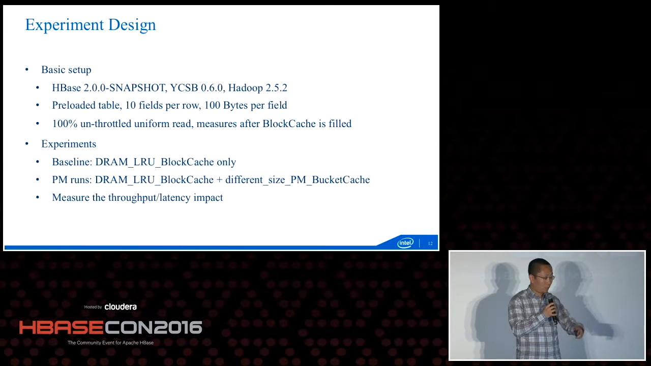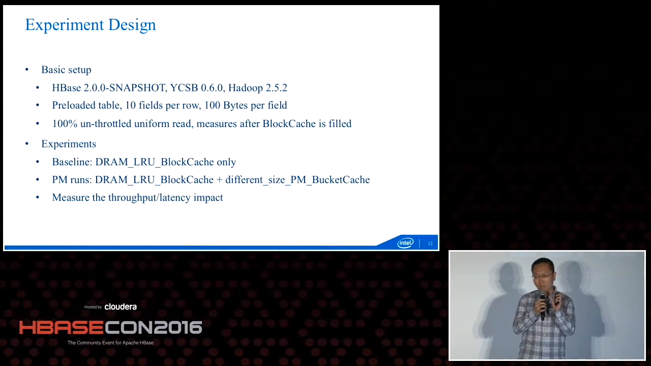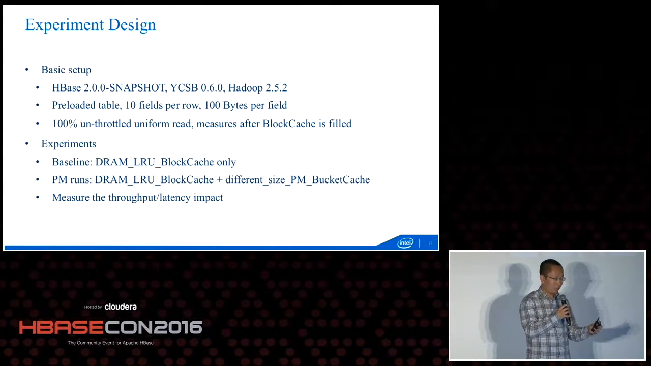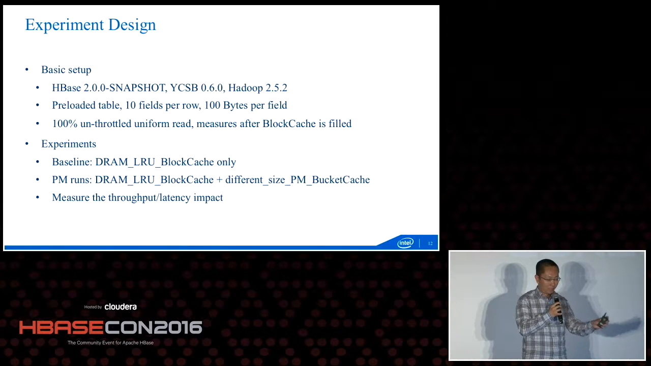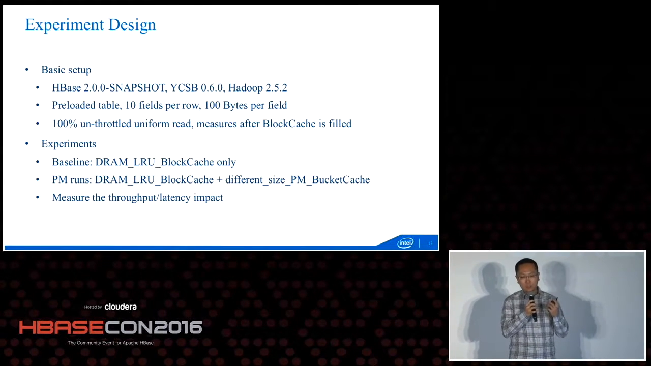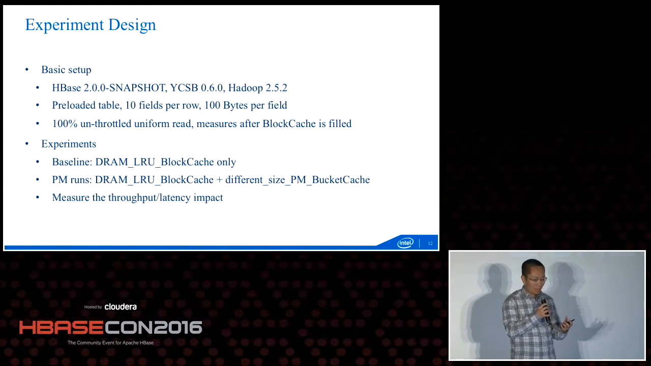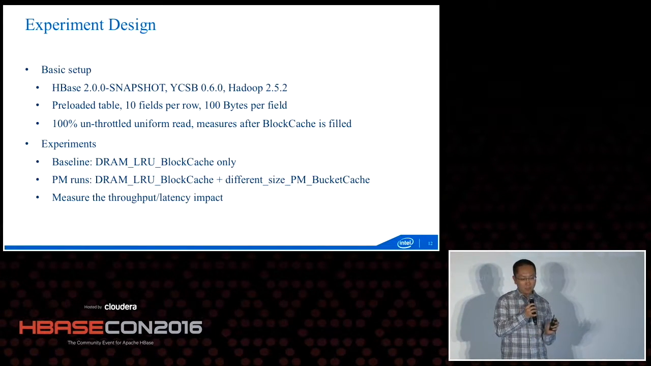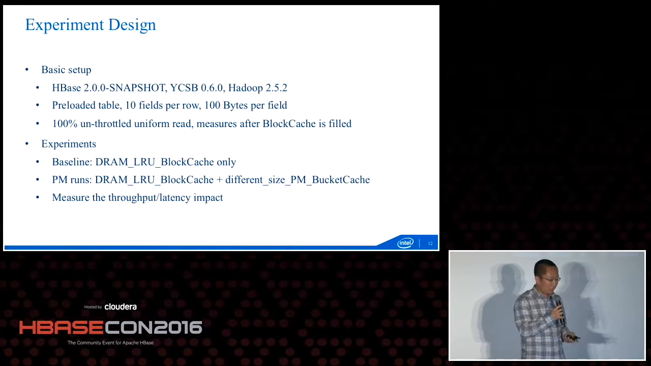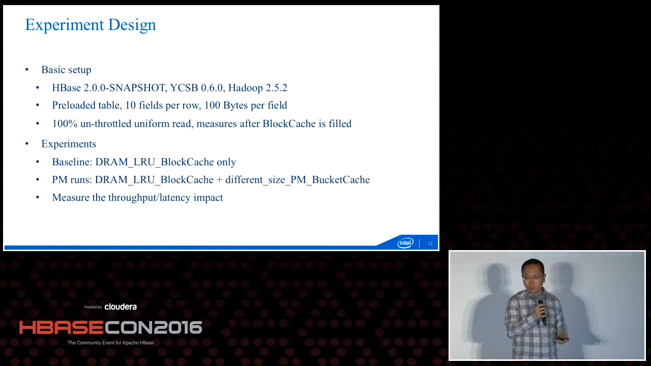For the experiment, we have many runs. The baseline is where we only have an LRU cache in the DRAM, and that's it. For the persistent memory runs, we keep the same amount of LRU cache, which is relatively small, and then we give an extra amount of bucket cache on top of that, on persistent memory. Based on different sizes, we like to see how much performance that gives you. And we measure the throughput and latency impact.